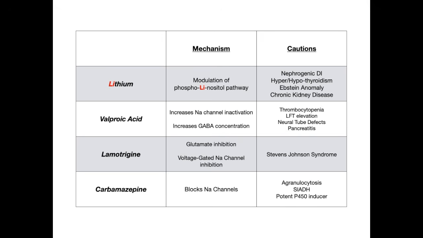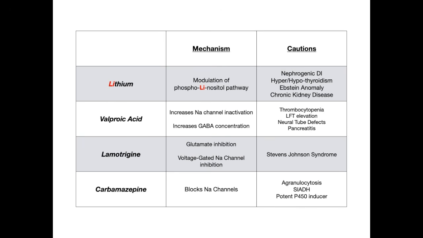Again, the important takeaway from this slide is all of the adverse drug reactions, all of the cautions. For lithium, it's a ton of stuff, right? You've got nephrogenic diabetes insipidus, hyper and hypothyroidism, Ebstein's anomaly, chronic kidney disease. For valproic acid, you have thrombocytopenia, elevation of your LFTs, neural tube defects, and pancreatitis. For lamotrigine, you've got the famous Stevens-Johnson syndrome. For carbamazepine, you'll see agranulocytosis. You could see SIADH, and this is an extremely, extremely potent P450 inducer.